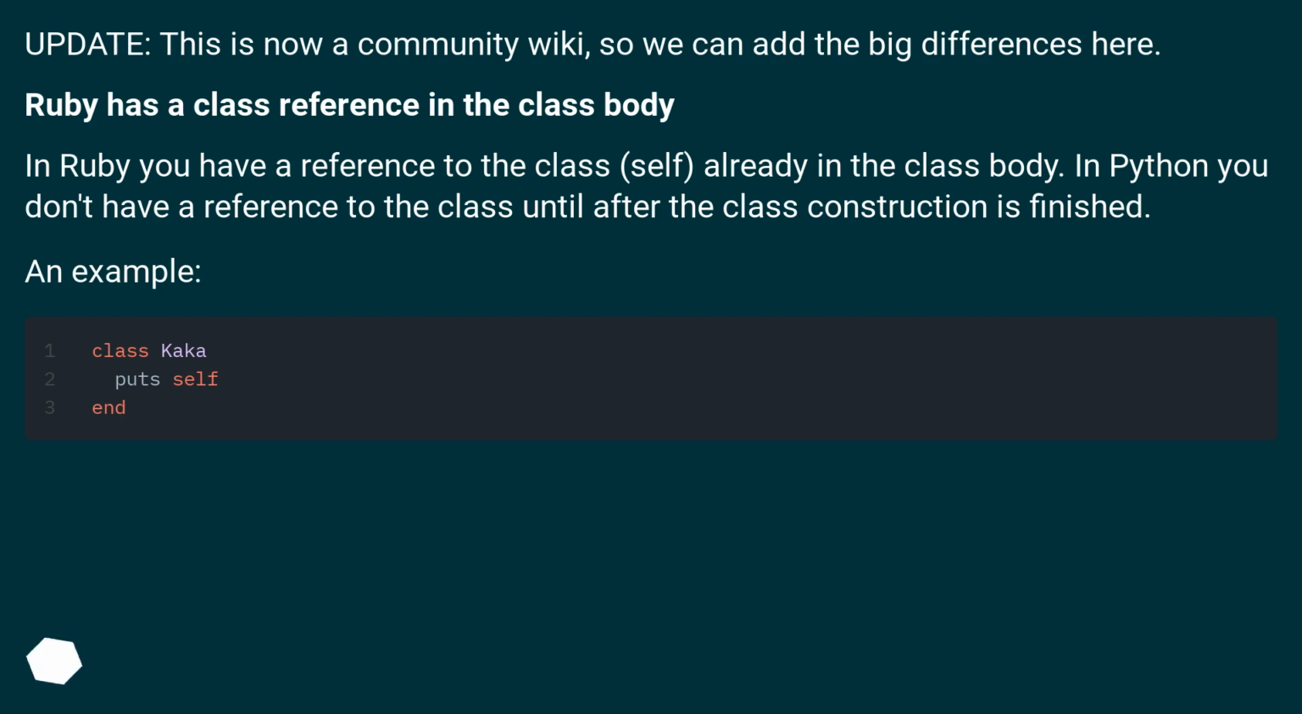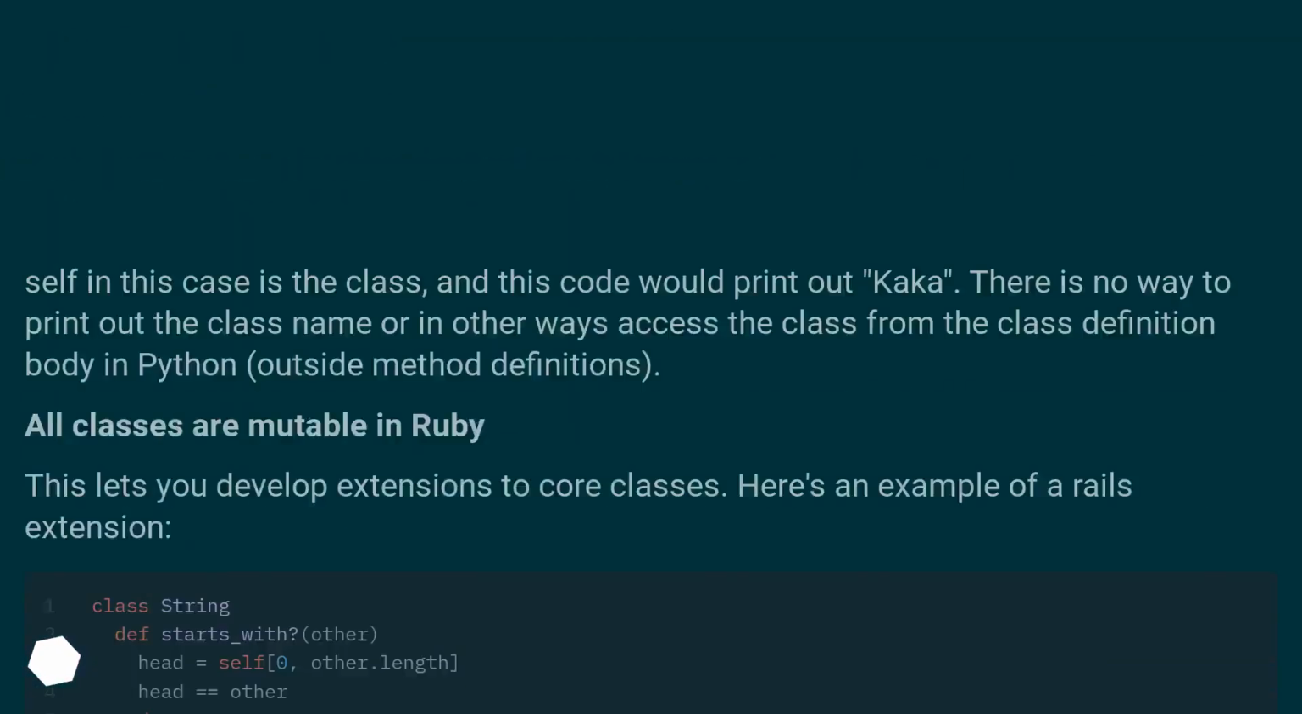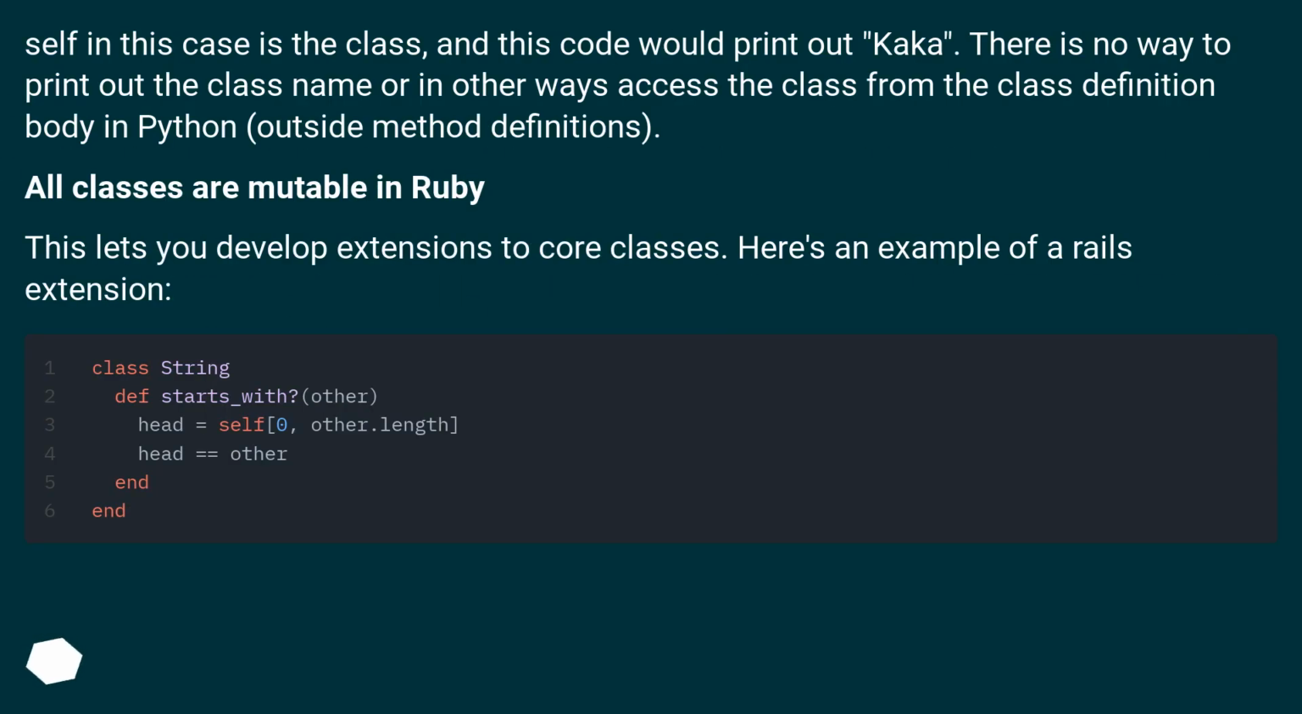Ruby has a class reference in the class body. In Ruby you have a reference to the class, self, already in the class body. In Python you don't have a reference to the class until after the class construction is finished. An example. Self in this case is the class, and this code would print out caca. There is no way to print out the class name or in other ways access the class from the class definition body in Python, outside method definitions.